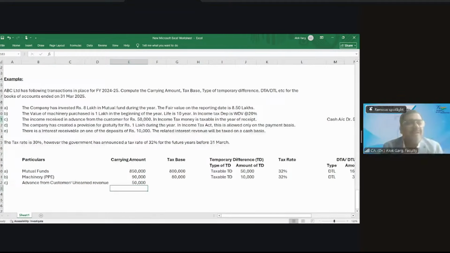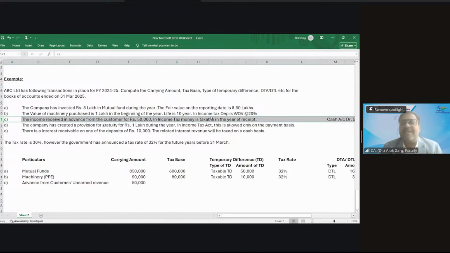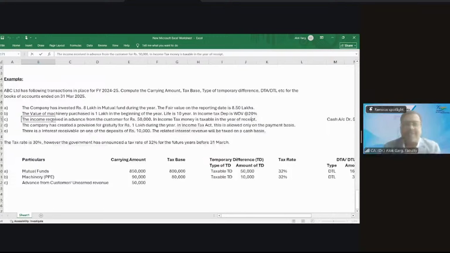One line is given here. In income tax, income is taxable in the year of receipt. Right. So going by the accrual principle, in your books of accounts, you have not recognized income. That is why you have shown advance from customer. Right. Because probably you have not completed your performance obligation.